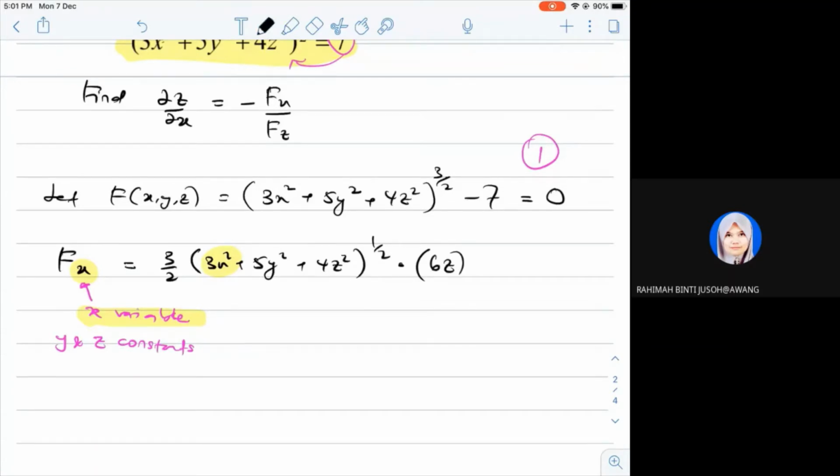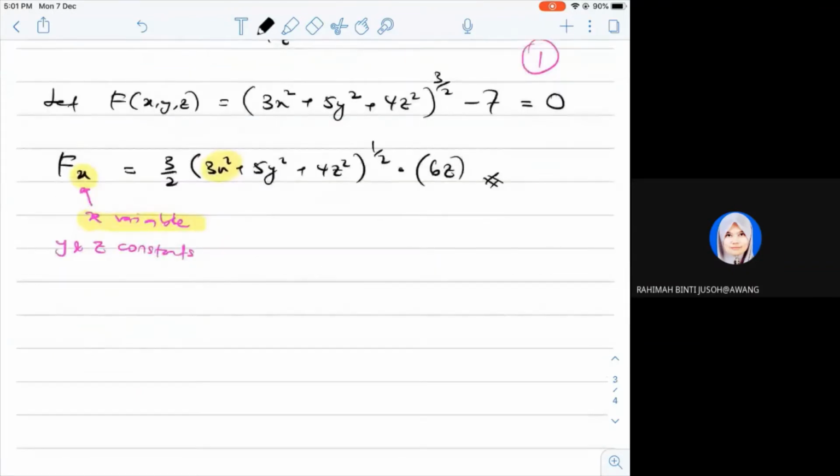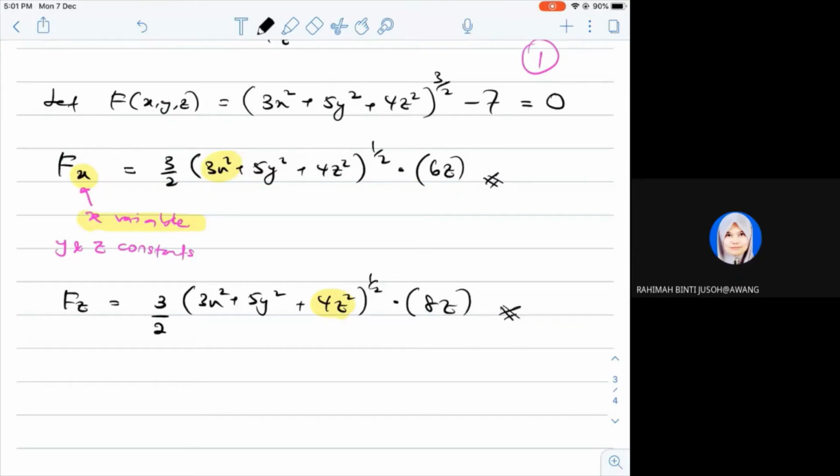So, and then differentiate negative 7, we get 0. So that's it. So that is fx. Next, you need to find fz. So find fz by differentiating this function. Again, 3 over 2, 3x squared plus 5y squared plus 4z squared to the power of 1 over 2. And then now you need to differentiate 4z squared. So we will have 8z. Okay, again, differentiate negative 7, we get 0.